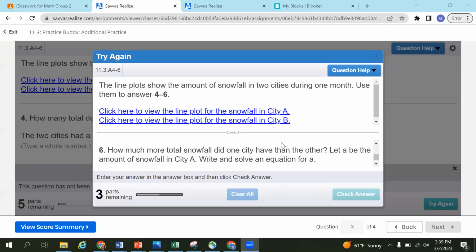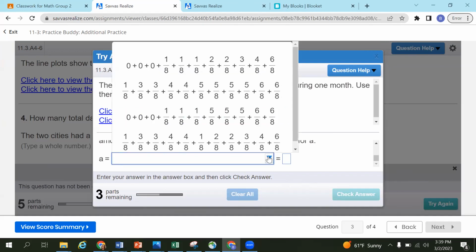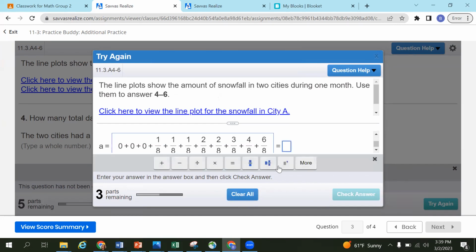Okay, so go ahead and scroll down on that. Okay, click on the drop down. So you're looking for the one with 0 plus 0 plus 0 plus 1/8 plus 1/8 plus 1/8 plus 2/8. Which one is that? Yes. Now in the right there, type in 20 divided by 8.